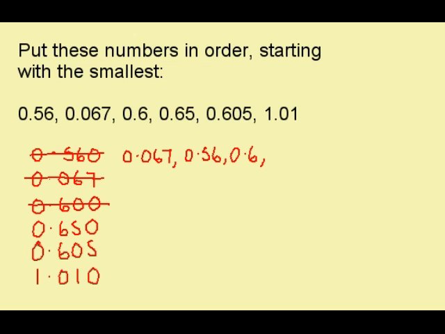Now it's one of these two. Again, I have two 6's, but in the next column, I have a 5 or a 0. So this is the smallest one. Now looking here, I have 0 or 1, so this one must be the smallest of those two. And finally, this is the biggest number.